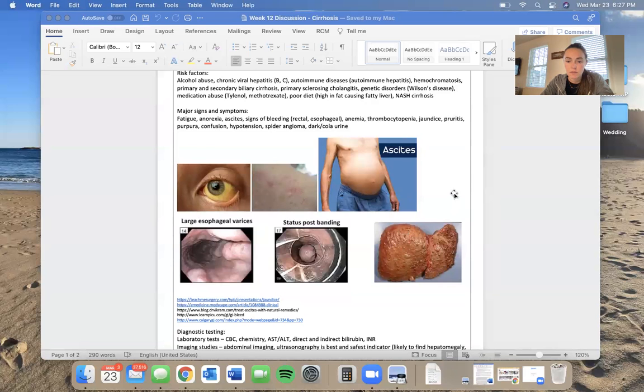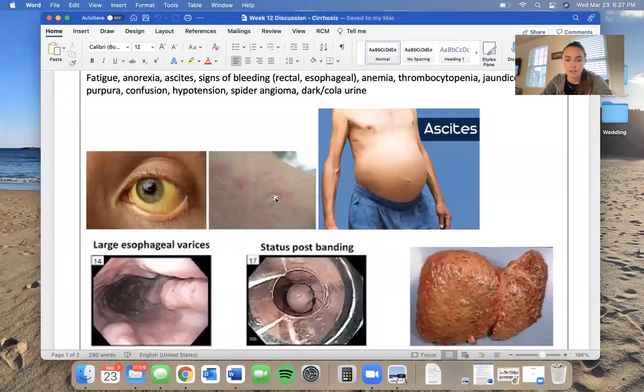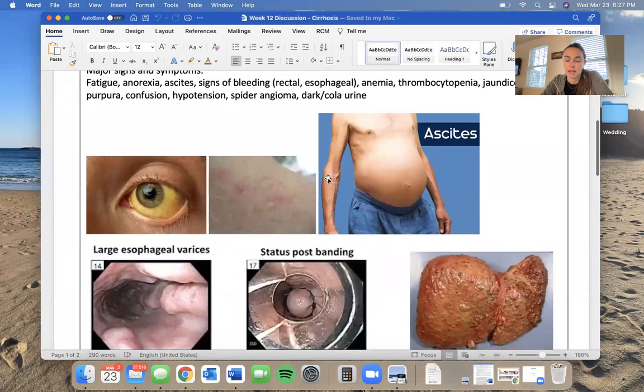These red areas here are the spider angiomas. They're commonly found on the chest and sometimes on the face. This man's abdomen here is very distended. This is ascites, which is just fluid that has gone into the third space that's been pushed out of the cell. Oftentimes you see cachectic looking males with very skinny arms and legs, and then a large distended abdomen.